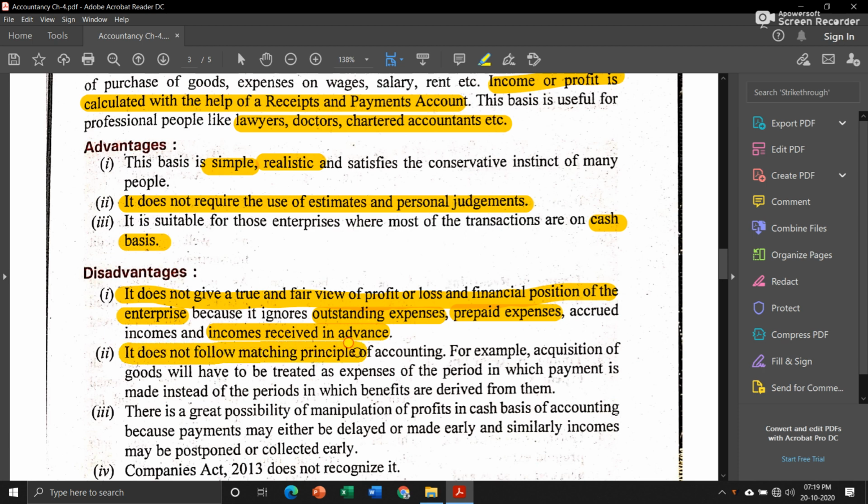Now it does not follow the matching principle of accounting. Yesterday in our previous session we saw that the matching principle is the same as accrual basis of accounting, but this cash basis is the opposite of accrual, and that is why it is not the same as the matching principle. For example, acquisition of goods will have to be treated as expenses of the period in which payment is made instead of the period in which benefits are derived from them. Means if you have purchased any asset in this year but you haven't made the payment yet, then you cannot enter it in your books in this year, because you have to show that transaction in the year in which you have actually made the payment.